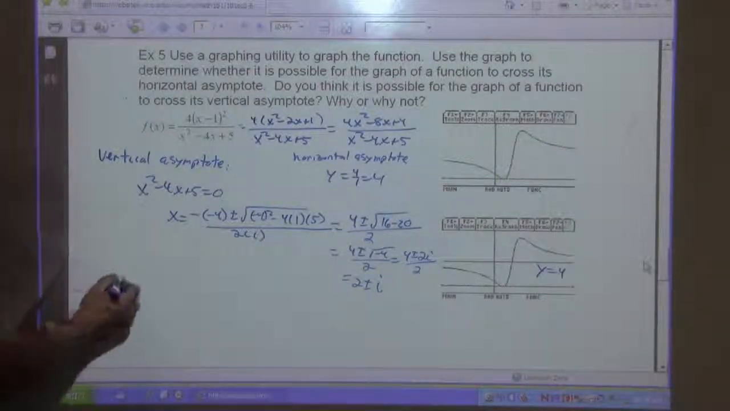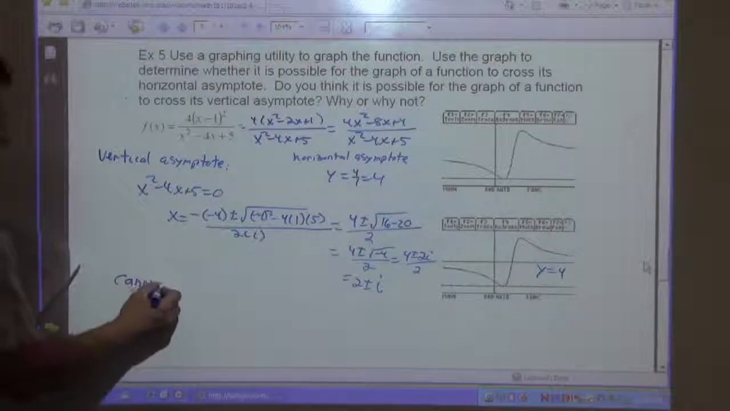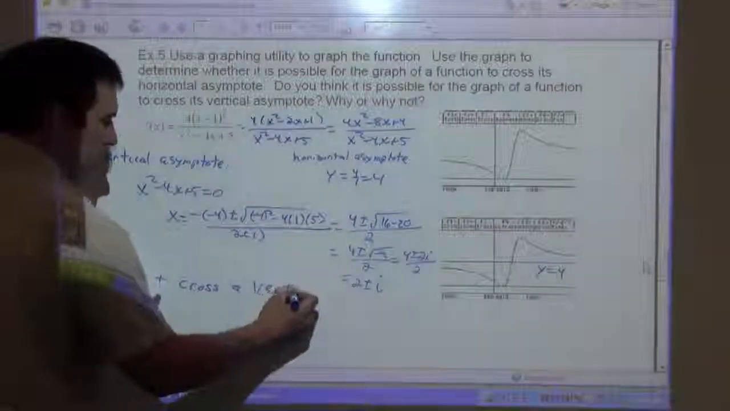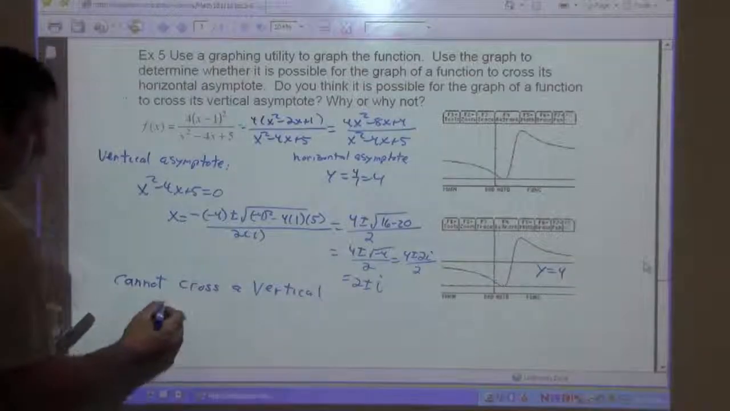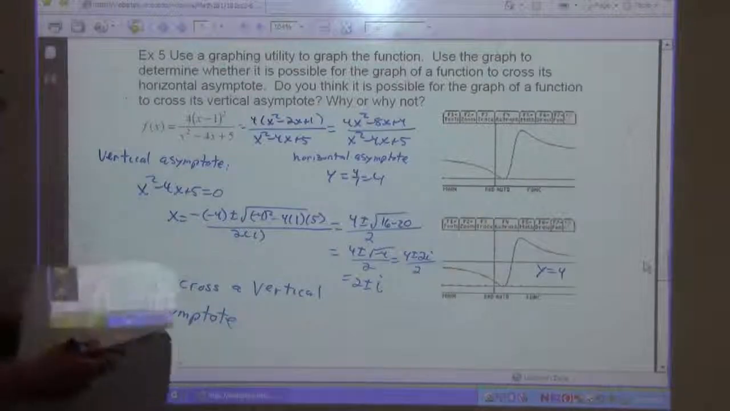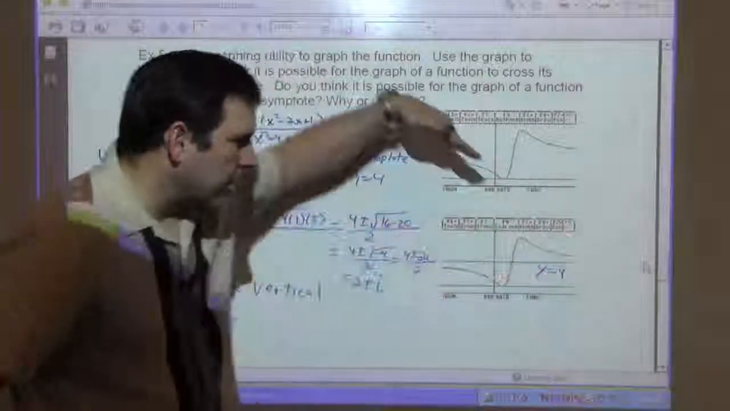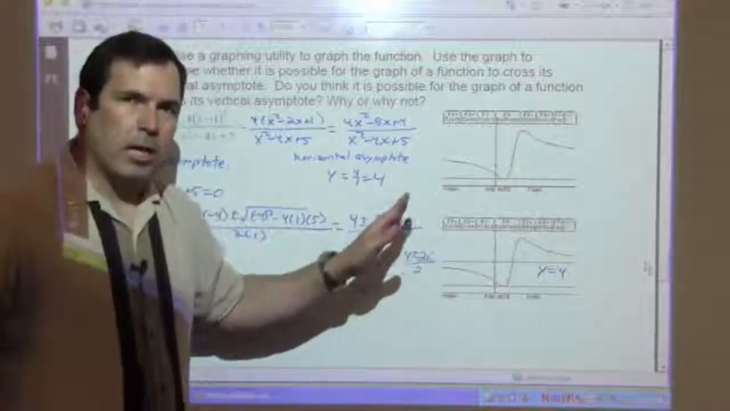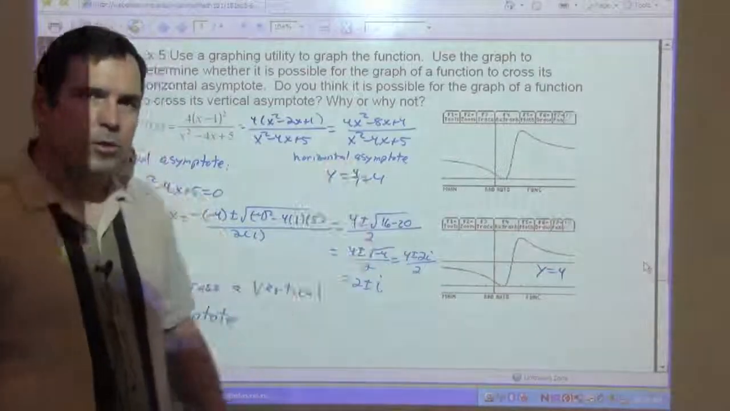But you cannot cross a vertical asymptote. You can cross a horizontal asymptote. Why? Because the horizontal asymptote indicates where it's going to go in the long run. It doesn't necessarily apply to what's happening here. For a vertical asymptote, you can't cross it because that wouldn't make it a function.